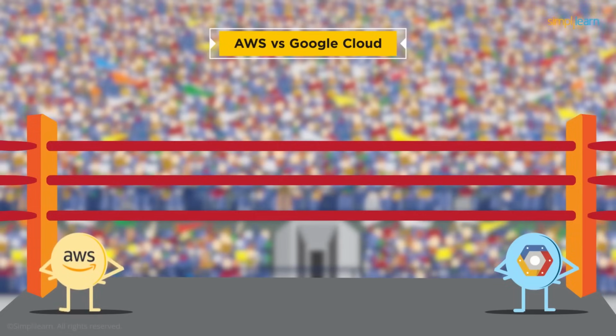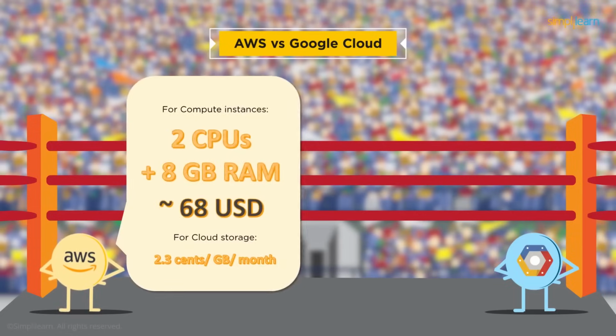Now, let's compare a few things. For starters, let's compare pricing. For AWS, a compute instance of 2 CPUs and 8 GB RAM costs approximately $68 US. Now, a compute instance is a virtual machine in which you can specify what operating system, RAM, or storage you want to have. For cloud storage, it costs 2.3 cents per GB per month with AWS. You really want to do that? Because GCP wins this hands down.